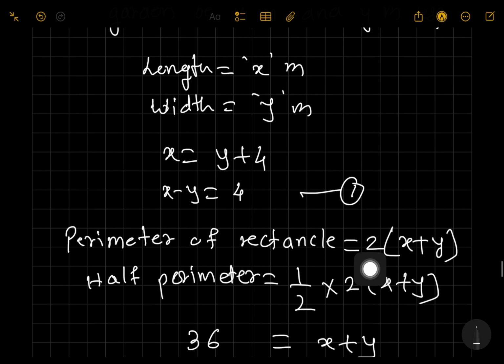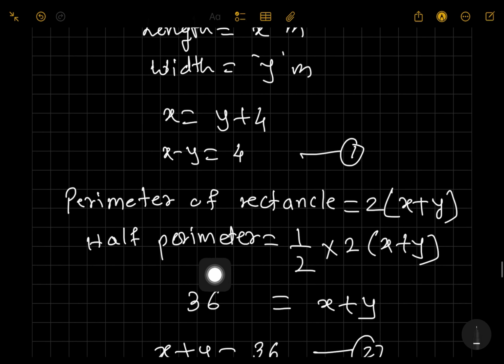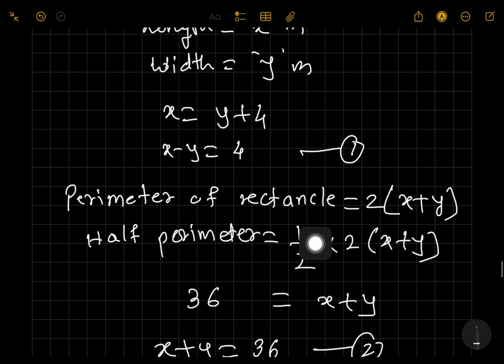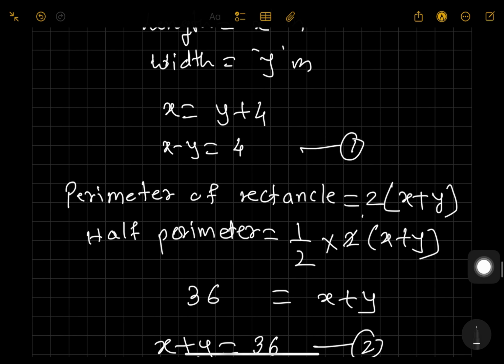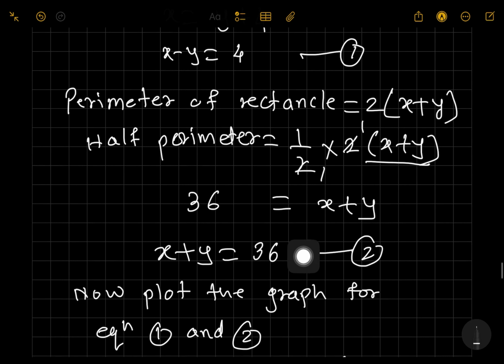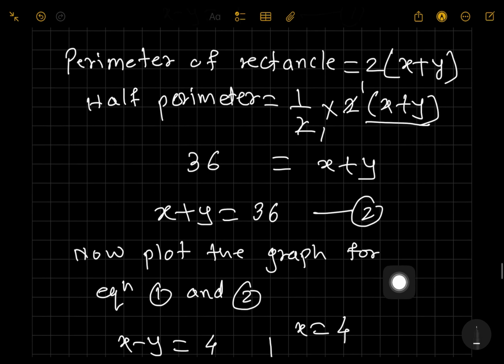Then the perimeter of the rectangle. What is the perimeter? The formula is 2 times (x plus y). Half the perimeter means we multiply 1 upon 2 into 2 times (x plus y). So 2 ones are 2, and it becomes only x plus y. Half the perimeter is given as 36, so 36 equal to x plus y, so x plus y equal to 36. This is the second equation.